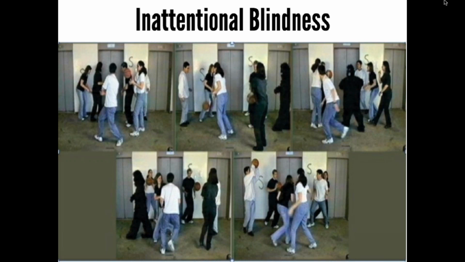No problem. Count how many times the team in white passed the ball. But the problem was that most of the folks they interviewed after didn't even notice that a gorilla walked through the players. They didn't notice that there's a guy in a gorilla outfit that walked through, waved his arms, and walked off camera. And you wonder, how can they miss something like this?